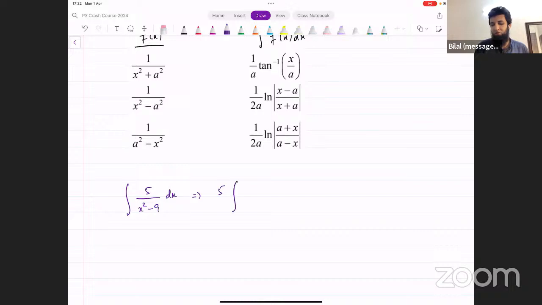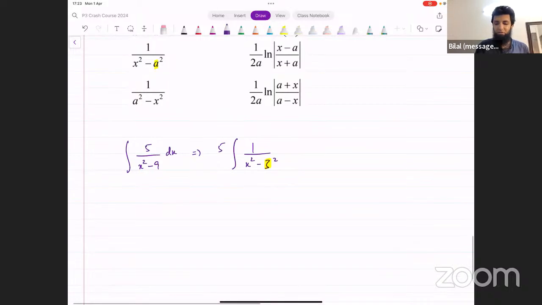We could say it's 5 into 1 over x squared minus 3 squared. It's this form you can see. Constant in the numerator. x squared minus a squared in the denominator. In place of a, you've got 3. So without doing partial fractions, without showing that whole process of doing partial fractions, you could write down this result directly.